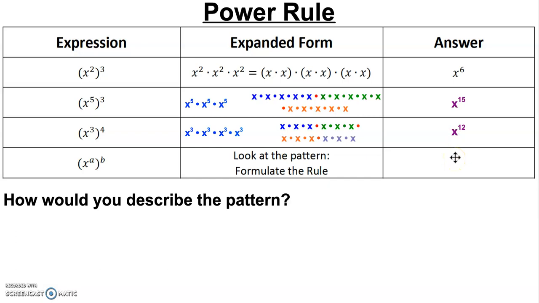So what's the pattern here? What are we doing with those exponents? How do you use a 2 and a 3 to get a 6? Or a 5 and a 3 to get a 15? Or a 3 and a 4 to get a 12? So if we have any set of exponents a and b, what's happening there? We can see that we're really multiplying those exponents. So go ahead and describe the pattern that we saw for the power rule.